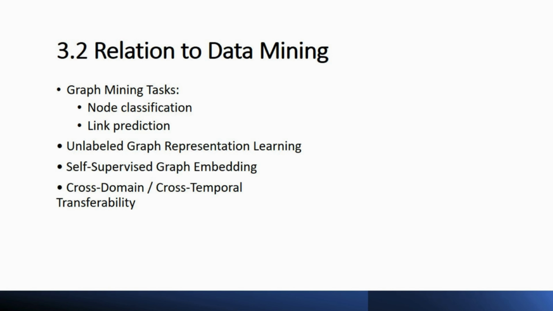In data mining, this paper connects to major graph mining tasks such as node classification and link prediction. GPT-GNN fits into unlabeled graph representation learning and self-supervised embedding, since it learns directly from label-free graphs. It also enables cross-domain and cross-temporal transfer, which aligns with data mining's goal of discovering generalizable patterns.